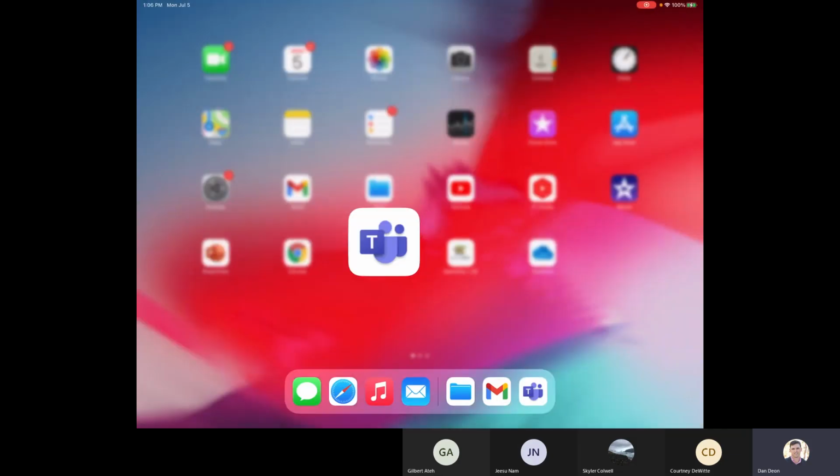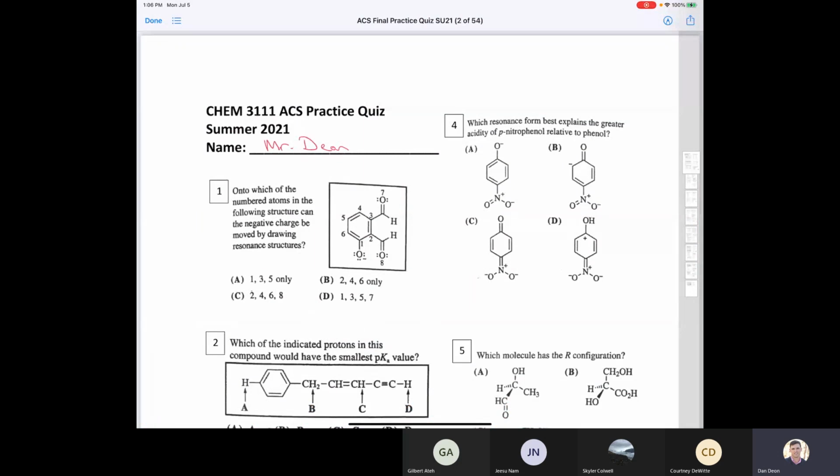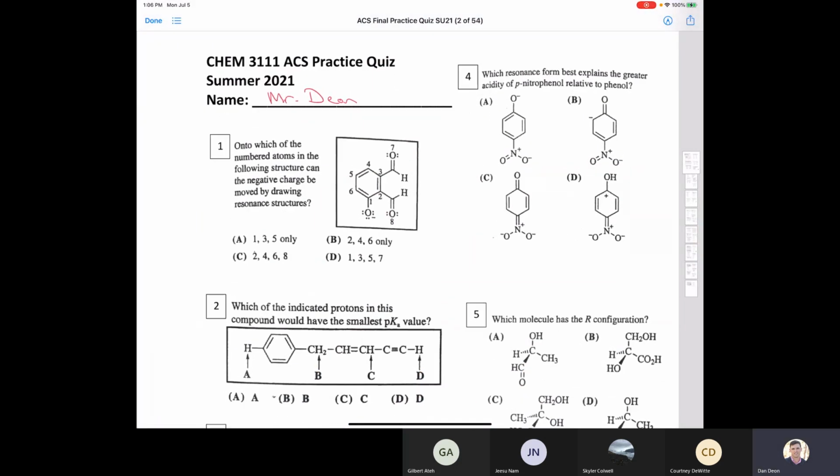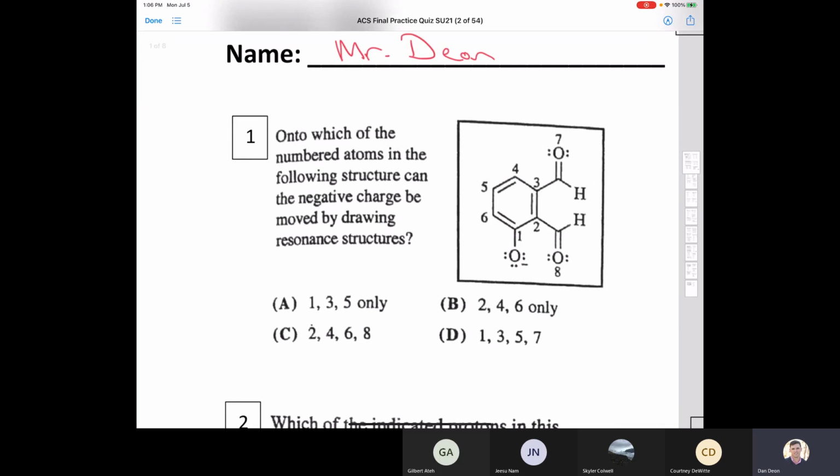Okay, so let's take a look at this practice quiz for our final exam of Organic Chemistry 2. The first question says, onto which of the numbered atoms in the following structure can the negative charge be moved by drawing resonance structures? So I'm going to have to switch over to a blank document for this one in order to draw all of the resonance contributors.